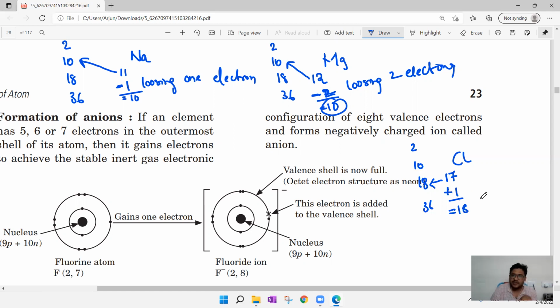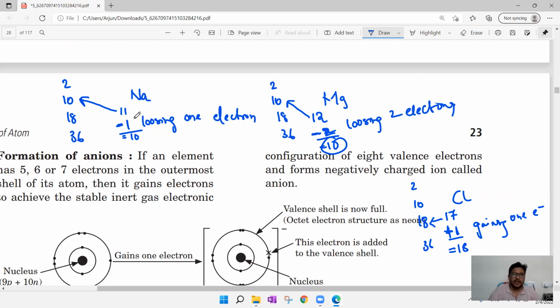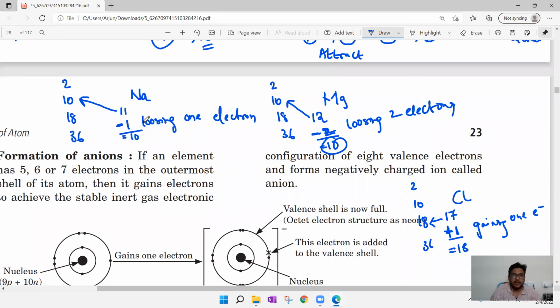This plus is representing gaining, whereas here minus is representing losing. Plus is representing gaining. Gaining what? Gaining 1, in the sense 1 electron. Now here you see, whenever an atom is losing, you have to represent with plus. Try to understand: losing means plus, gaining means minus.